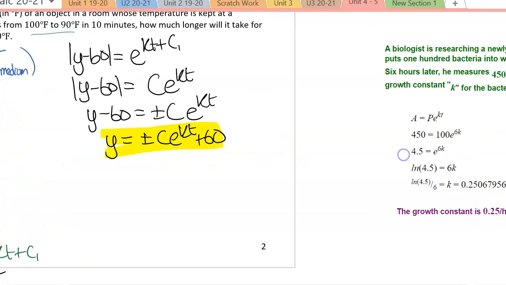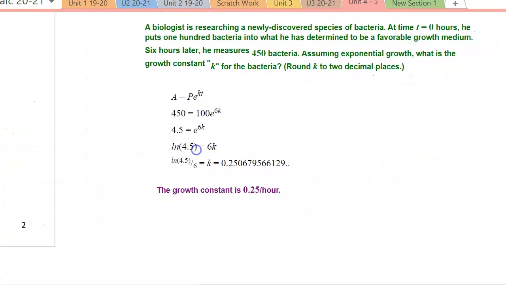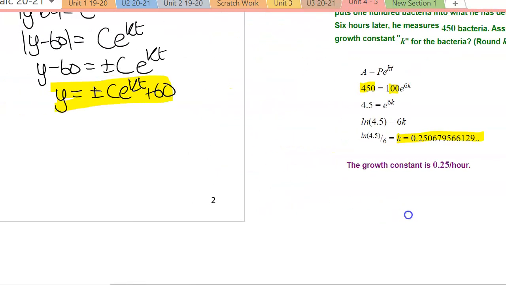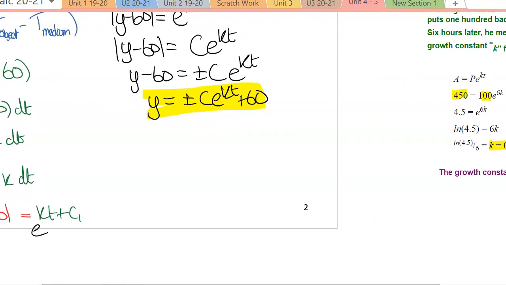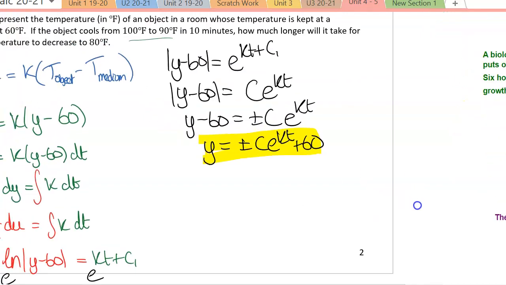For example, if we look at this little example here, we've got a biologist who's researching a newly discovered species of bacteria. At time t equals 0 hours, he puts 100 bacteria into what is determined to be a favourable growth medium. 6 hours later, he's at 450. So he starts with 100, ends up with 450. We do all this, we find the natural log, and it's literally to find the k value. That's what we're about to do with this. It's very similar stuff in terms of compounding interest, or in this case, growth of bacteria. It's these exponential functions. So here we've just found the general form of it, and now we're going to apply the information that they've given us.